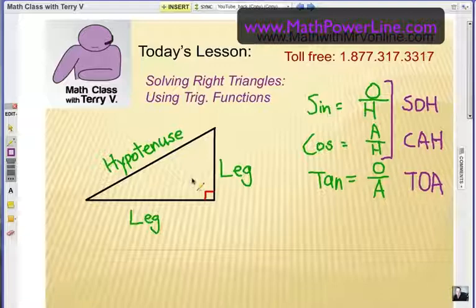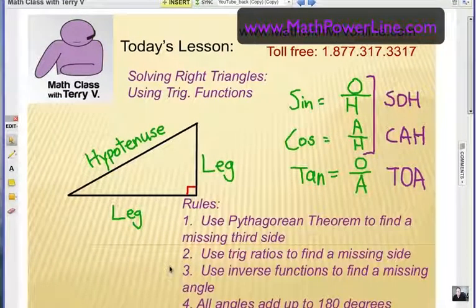Now, to solve right triangles, there are some rules to remember. Number one, use the Pythagorean Theorem to find the missing third side. So you have to know two of the three sides already. Number two, use the trig ratios that I have listed in green above to find a missing side. Number three, use the inverse functions to find a missing angle, and I'll show you an example of that. And number four, all angles of the triangle add up to 180 degrees.